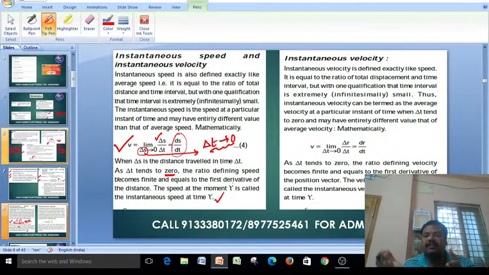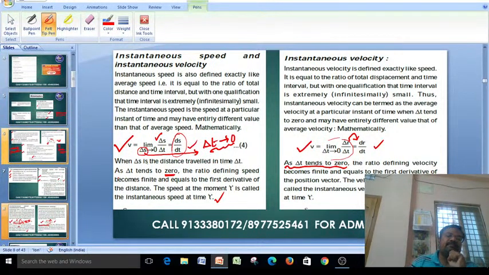The same thing applies to instantaneous velocity, based on displacement. The same concept we apply. So delta t always tends to 0 at a particular instant of time. How much velocity it has is the limit delta t tends to 0, delta r divided by delta t. This entire content you represent in the form of differentiation, dr divided by dt, meaning rate of change of displacement of a particle. Here, rate of change of distance of a particle, right?